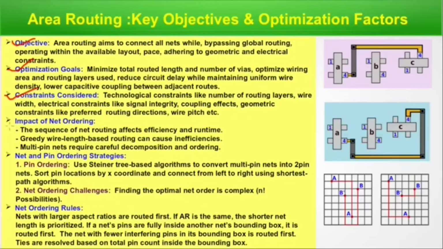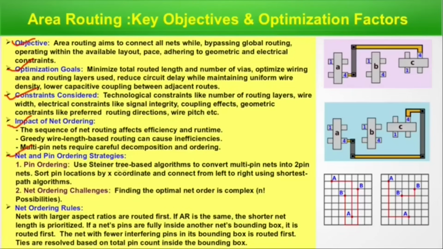Now, the impact of net ordering. The sequence of net routing affects efficiency and runtime. Greedy wire length based routing can cause inefficiencies, and multi-pin nets require careful decomposition and ordering. That is the impact of net ordering: the sequence in which nets are ordered affects the efficiency and runtime, and greedy wire length based routing can cause inefficiencies. So now, net and pin ordering strategies.